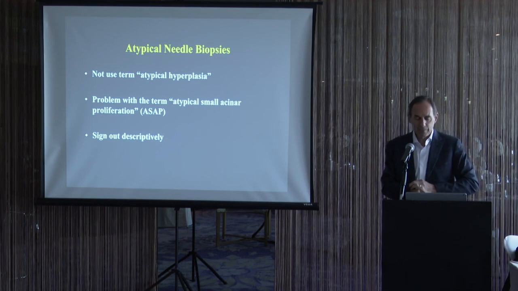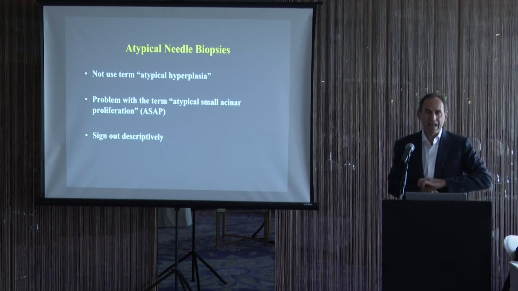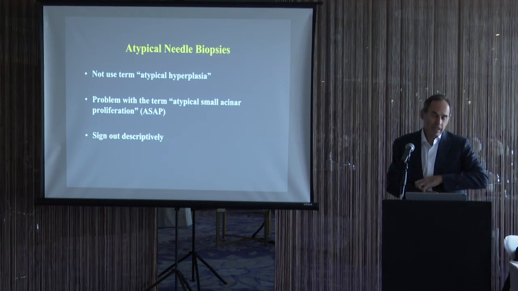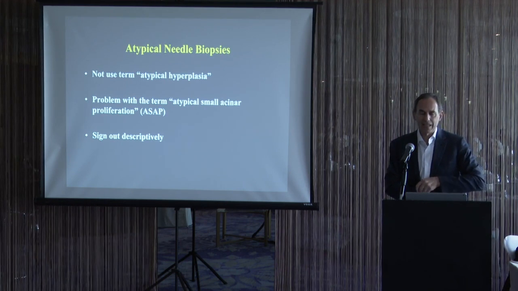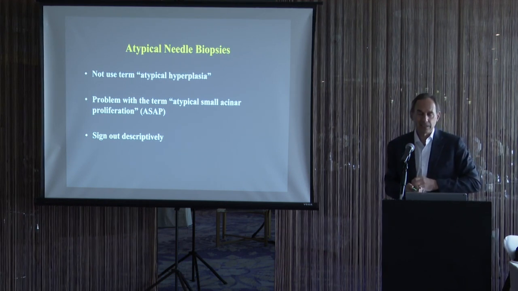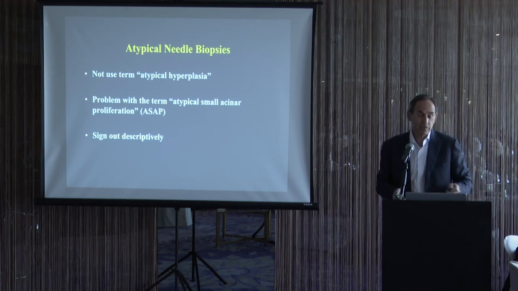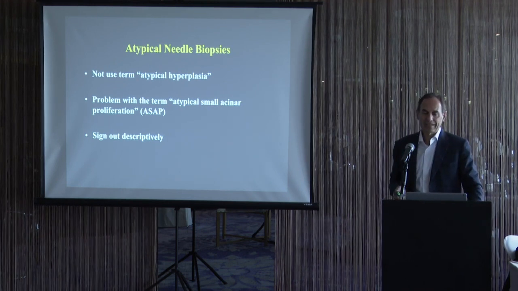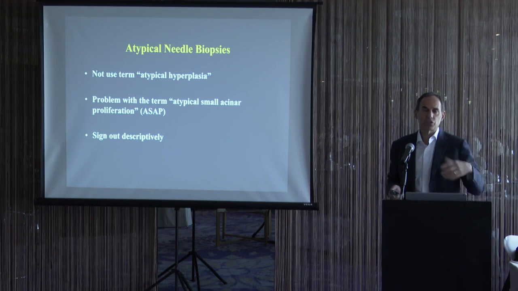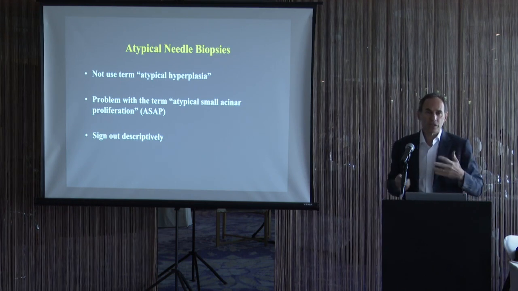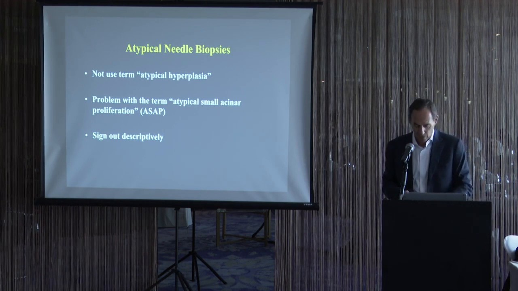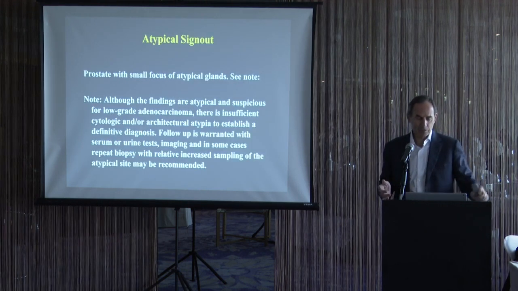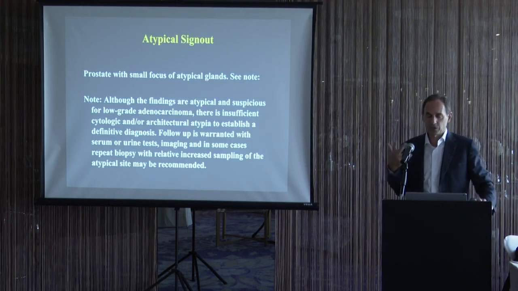The other term that some pathologists use is atypical small acinar proliferation, or ASAP. There's nothing wrong with that term. The only problem is some clinicians, again, think it is a specific disease entity, when in fact it's not a specific disease. It's more of a state of uncertainty by the pathologist that we're not sure if it's cancer or a mimicker, or maybe there's just not enough glands. So I typically sign out my biopsies, the ones that are atypical, descriptively.